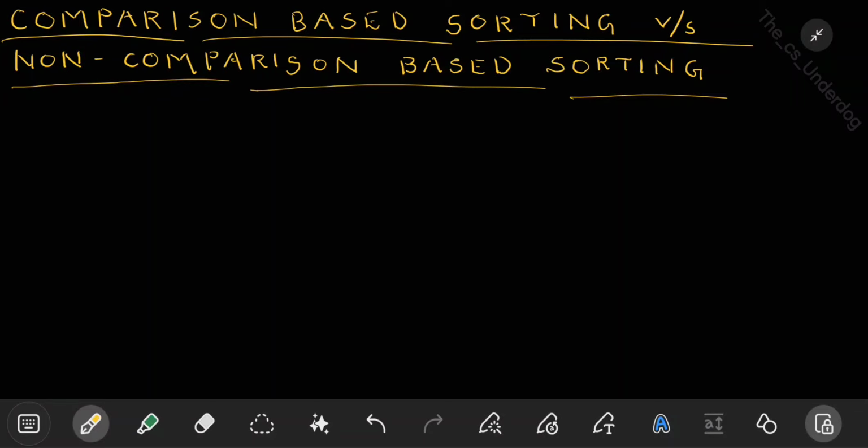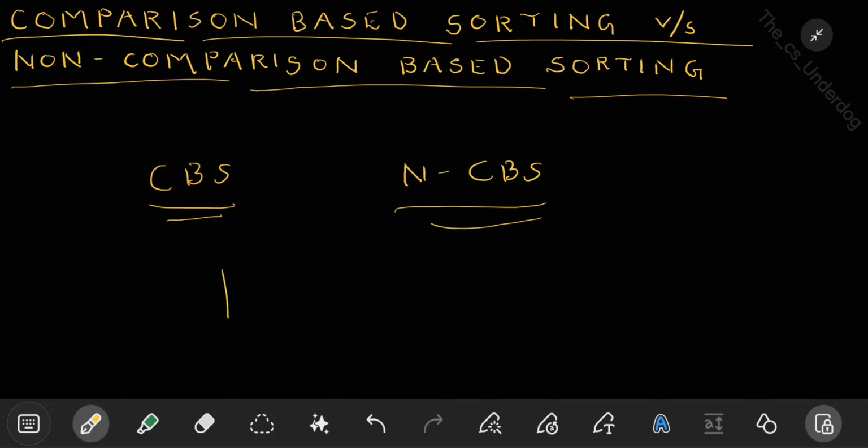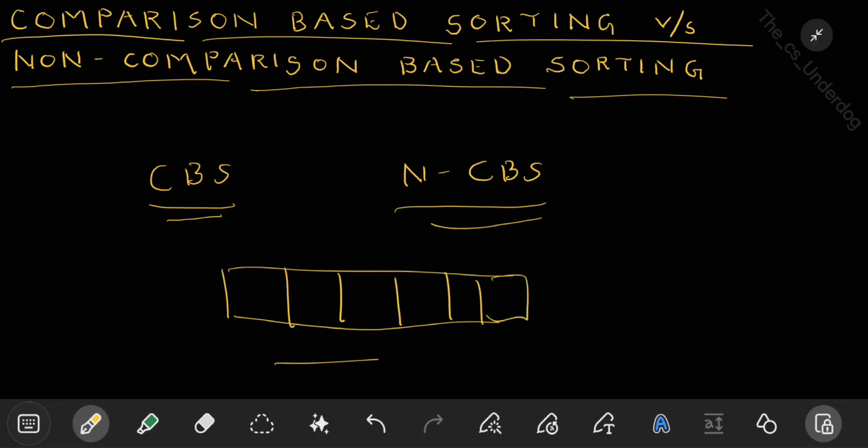Comparison based sorting versus non comparison based sorting. The main difference between a comparison based sorting algorithm and a non comparison based sorting algorithm lies in the way these algorithms compare and manipulate the data that is given so as to achieve sorting.